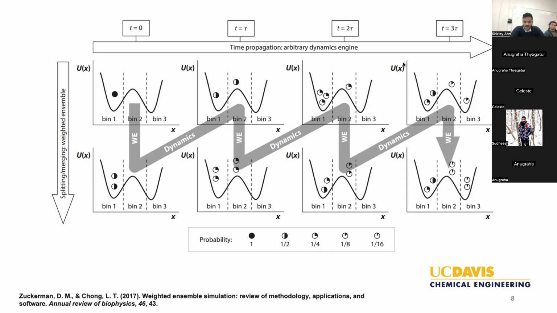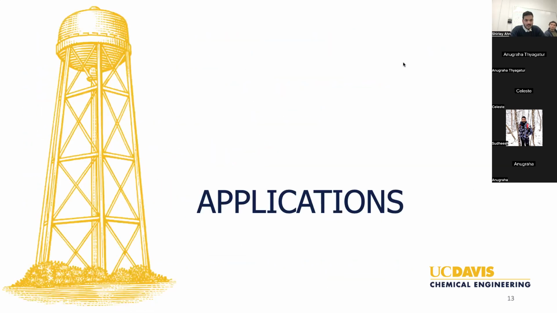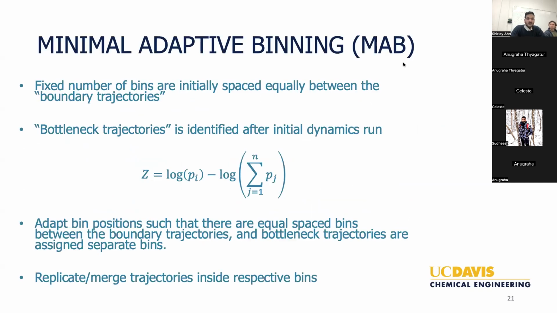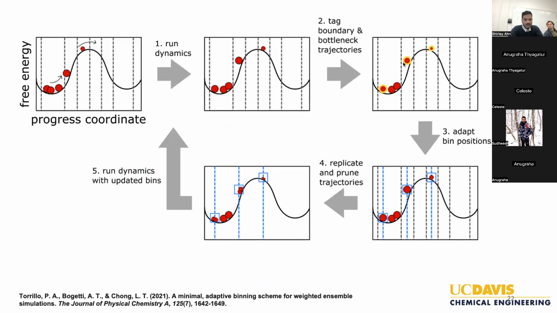Nice presentation, and the animation was very descriptive. Could you quickly go to the minimal adaptive binning scheme? Yes. The minimal adaptive binning scheme is one of the binning schemes proposed by Professor Lillian Chong of the University of Pittsburgh. I'll explain it using the figure itself.